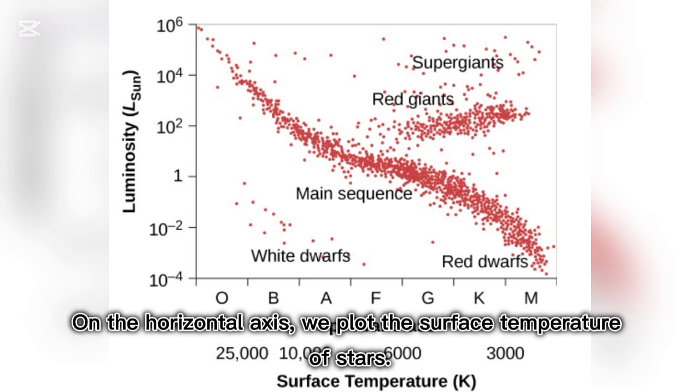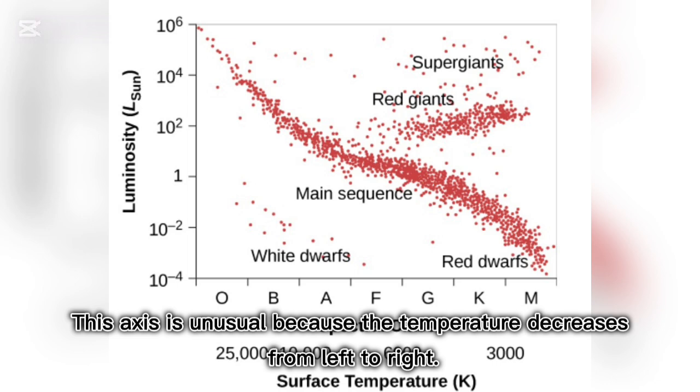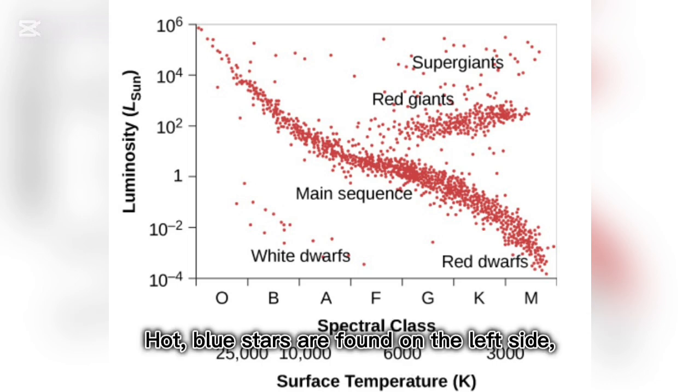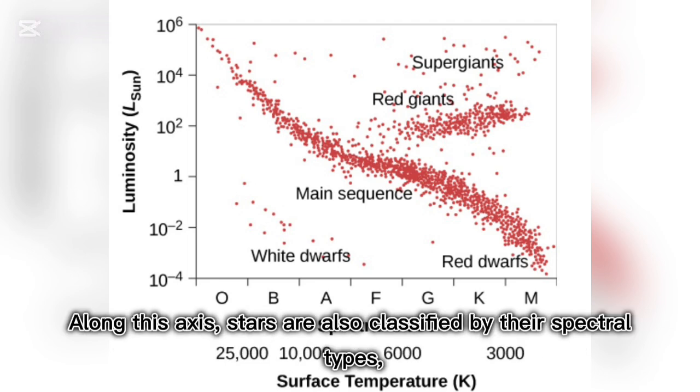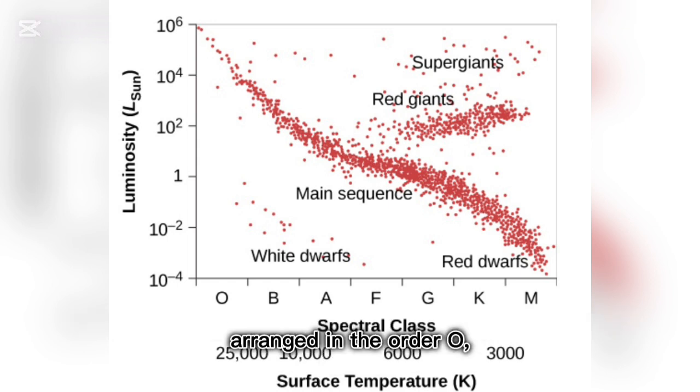On the horizontal axis, we plot the surface temperature of stars. This axis is unusual because the temperature decreases from left to right. Hot, blue stars are found on the left side, while cooler, red stars are located on the right. Along this axis, stars are also classified by their spectral types, arranged in the order O, B, A, F, G, K, and M, from hottest to coolest.